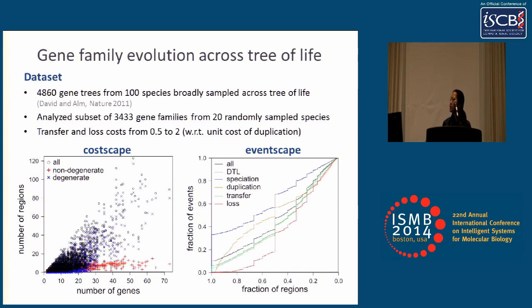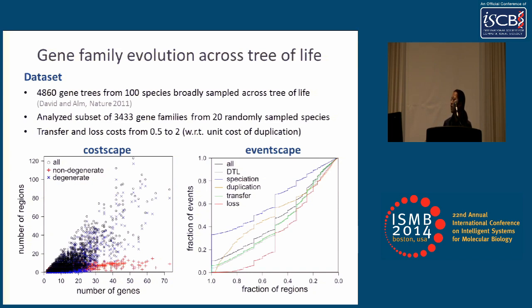So here we look at the cost scape. What I'm plotting is the number of regions we have versus the number of genes. And you can see we can go up to very large gene families, so here about 80 genes. And as you might expect, the number of regions increases with the number of genes. But also, more importantly, the number of degenerate regions increases very dramatically. So this is, again, the conclusion that selecting one single event cost assignment might not be representative.